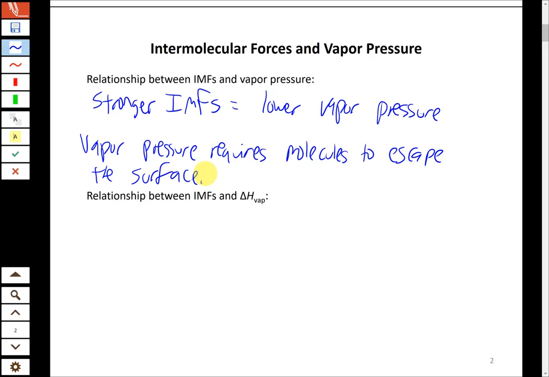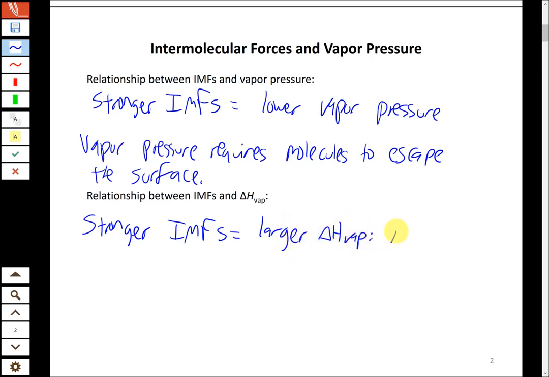And then there's also a relationship between intermolecular forces and enthalpy of vaporization. When we talk about vaporization of a substance going from the liquid phase to the gas phase, the enthalpy change associated with that, the amount of heat that we have to put in to cause that to happen, is also related to the intermolecular forces. And this one, again, should hopefully make intuitive sense, which is that this time they're directly related. So compounds that have stronger intermolecular forces tend to have larger enthalpies of vaporization.